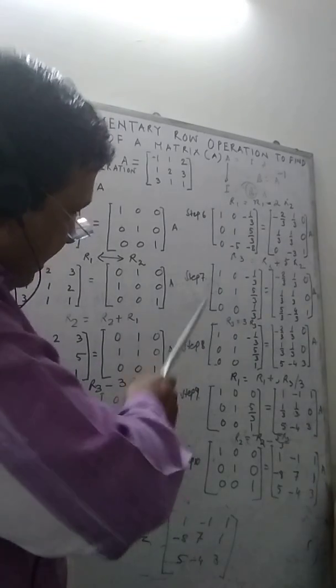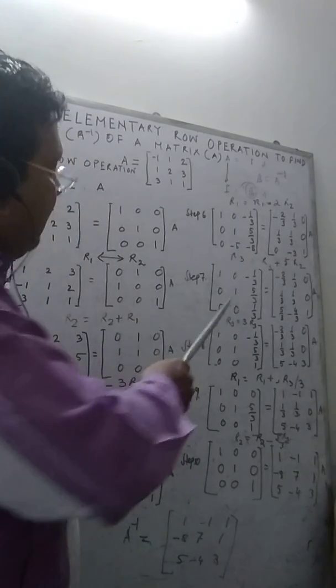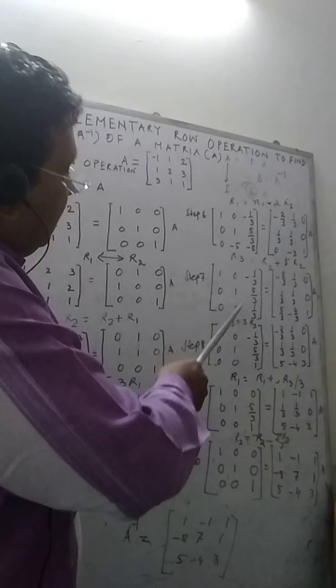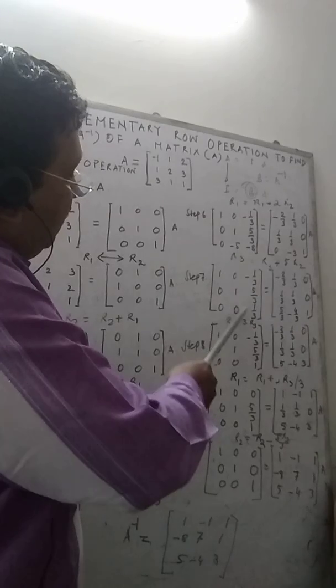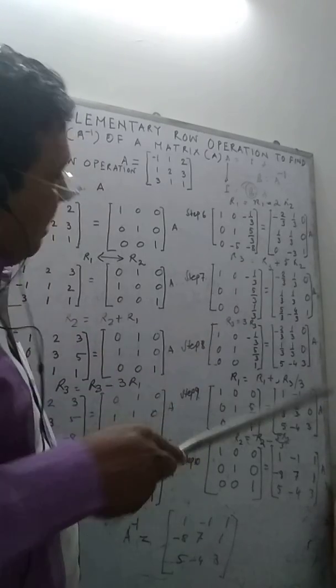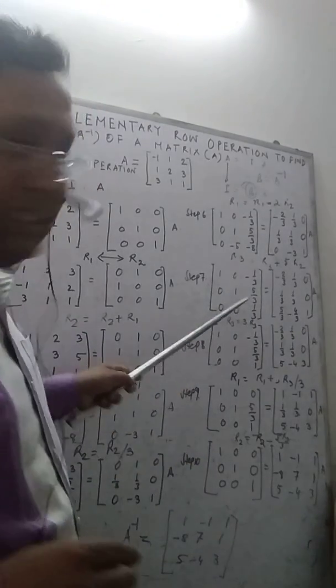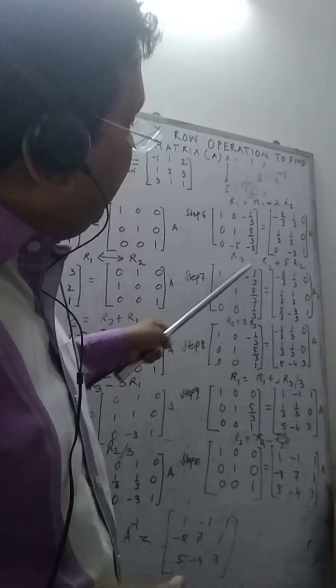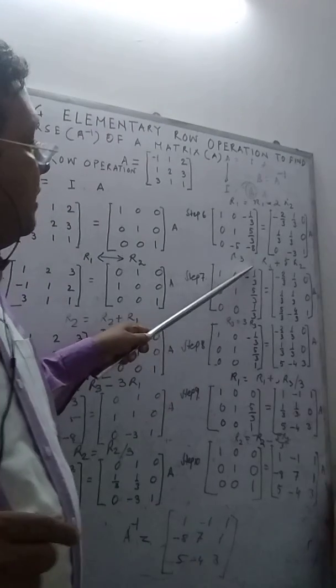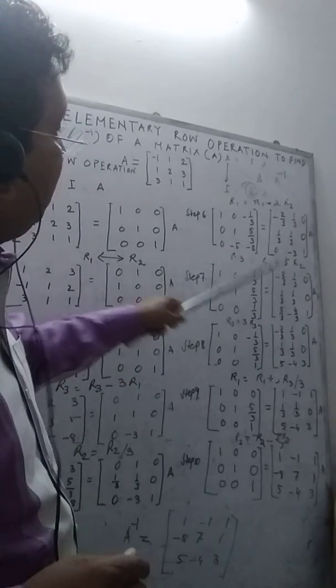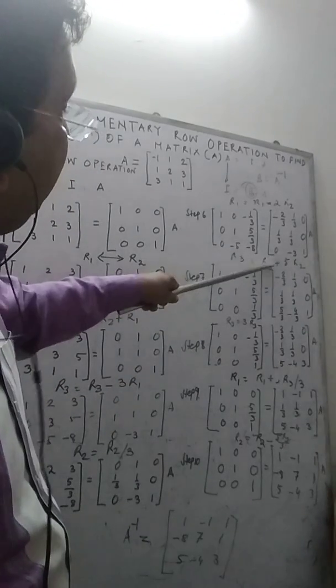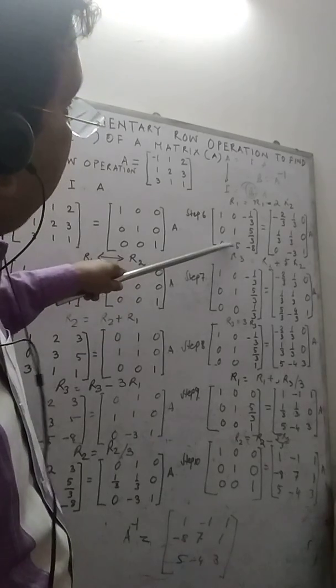Now in step 7 my next target is that this A32, that is the second column of the third row, should be 0. Whenever I am doing this, which instruction will I follow? R3 equals R3 plus 5R2. So I want to perform R3 equals R3 plus 5R2.